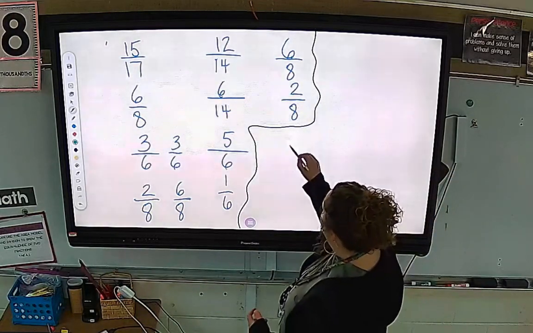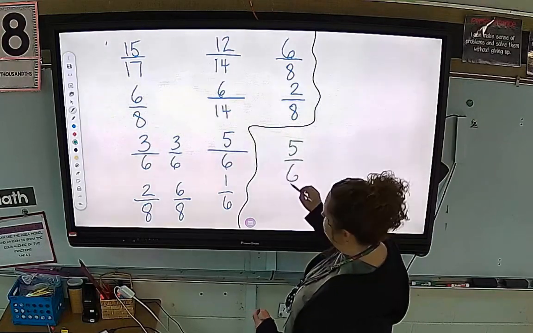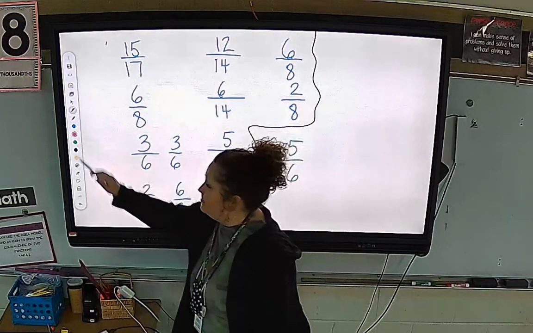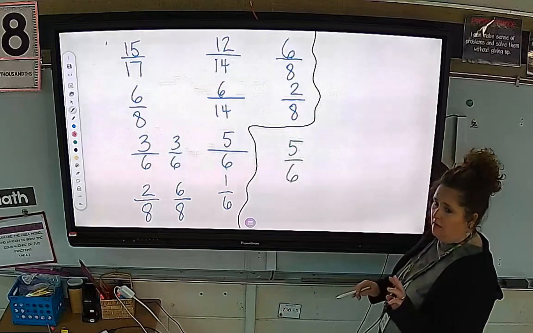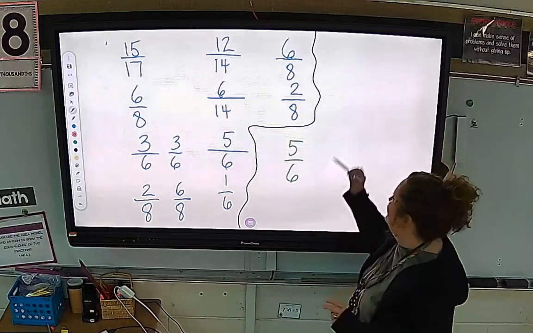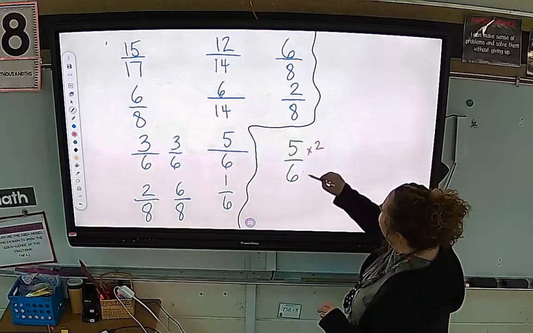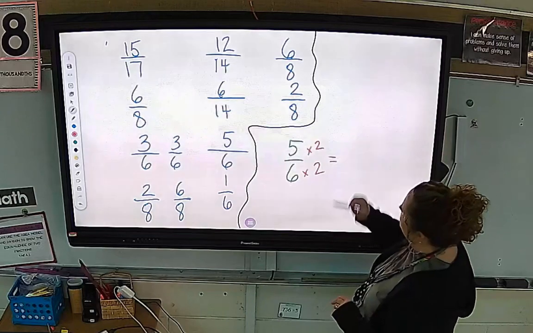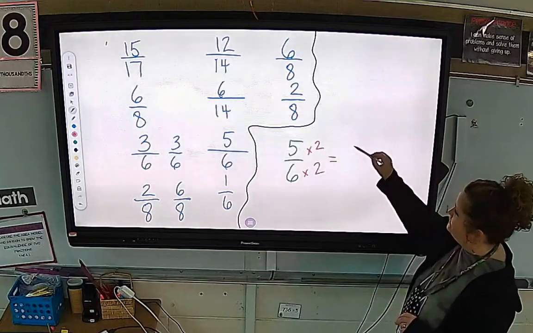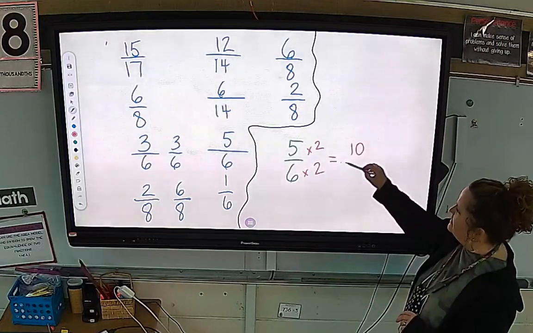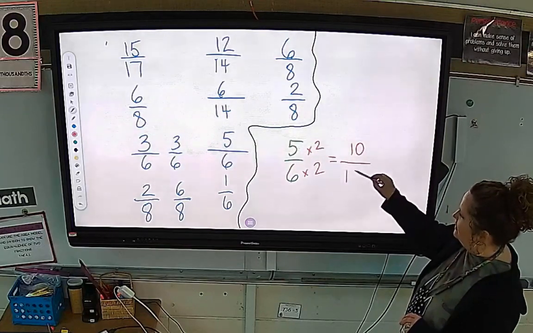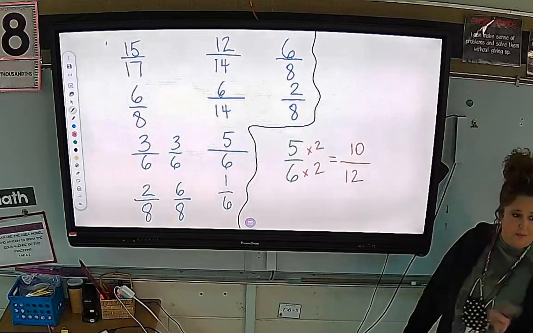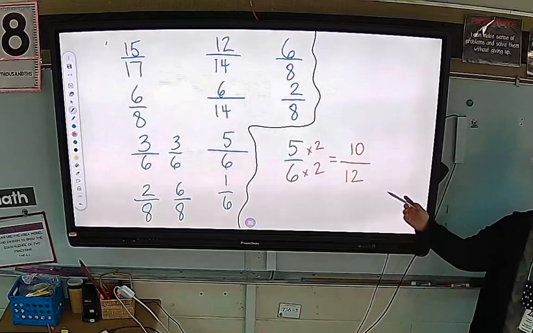5/6. Okay. So you had 5/6. What did you choose to multiply by? 4? 3? 2? Okay. All right, here we go. So 5 times 2, and 6 times 2. All right, so you got 10/12. Anybody else choose that one and get that exact thing?